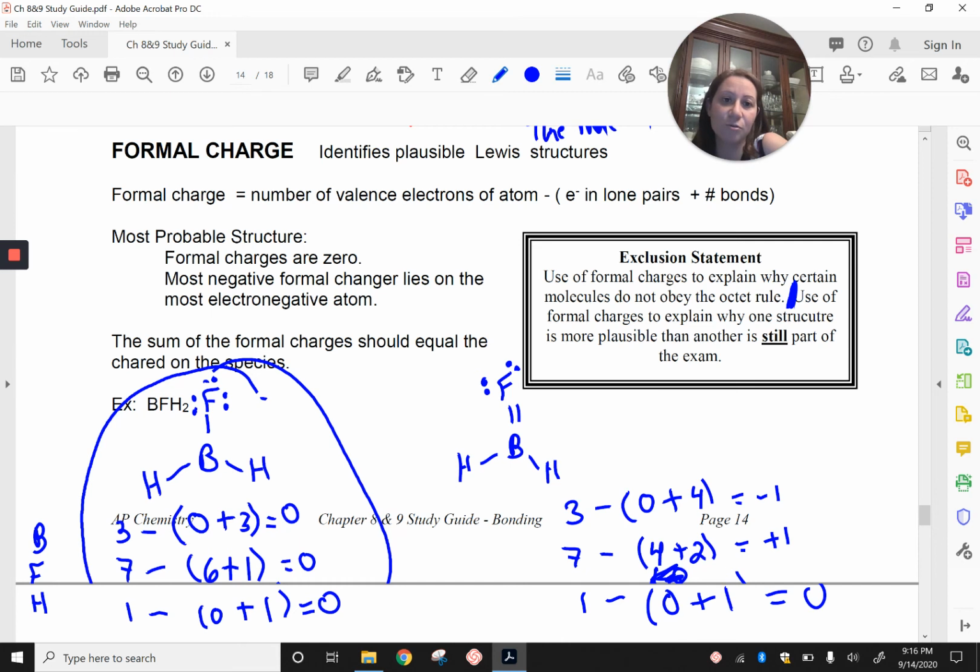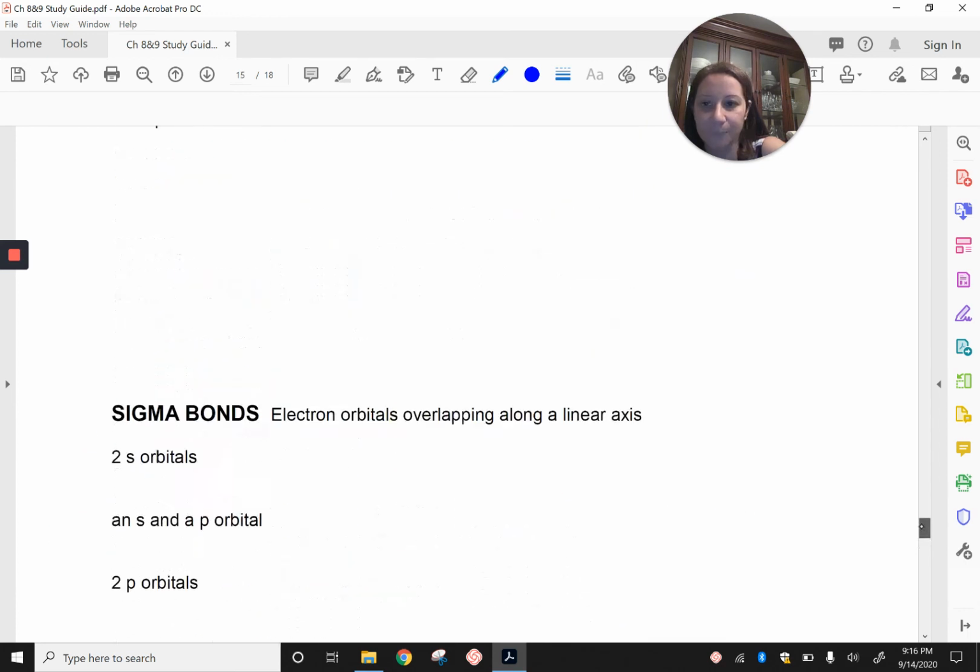But they could ask you to calculate formal charges for molecules that do obey the octet rule. So I honestly think this exclusion statement really is not helpful at all. It doesn't really matter whether it obeys the octet rule or not. You still need to know how to do formal charges. So let's try an example where we do obey the octet rule.